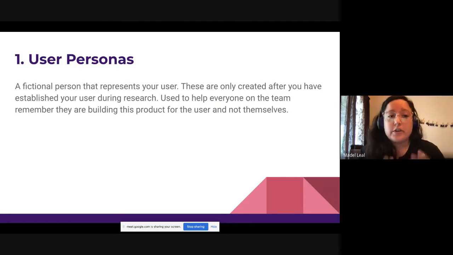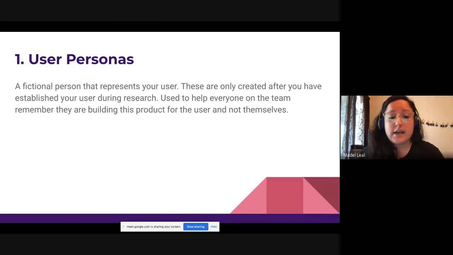The first deliverable that tends to be popular amongst designers is the user persona. This is a fictional person that represents your user. These are only created after you have established your user during research. It's used typically to help everyone on the team remember they are building this product for the user and not themselves. As designers, we tend to create, and there could be a lot of biases going into development. So it's important that at the very core of the whole process, the user is always put at the forefront. Personas are a really fun and great way to start to understand who the user is.